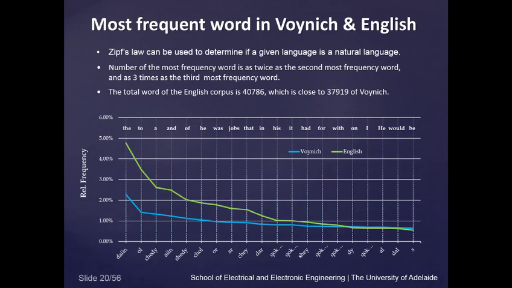And there's a law called Zipf's law. Zipf's law can be used to determine if a given language is a natural language. So we can see from the graph the number of the most frequent word is twice that of the second most frequent word, and almost 3 times that of the third most frequent word. So the Voynich follows this law. In some respects, we can see that the Voynich may be a natural language.